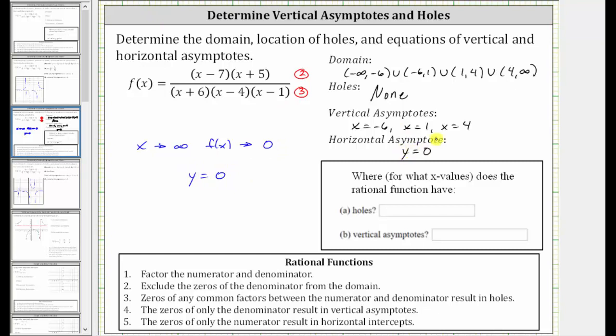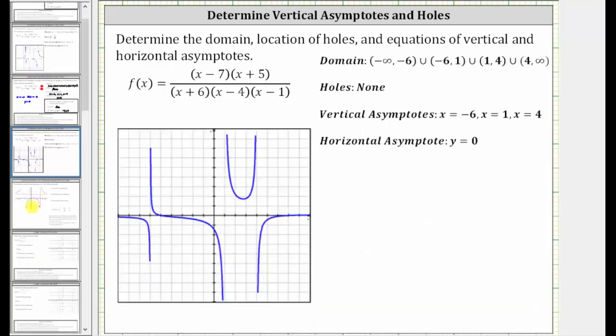Before we verify all of this graphically, in the homework, you are only asked to enter the x values of the locations of the holes and vertical asymptotes. So because there are no holes, you enter D and E. And for the location of the vertical asymptotes, they would be at x equals negative 6, comma, x equals 1, comma, x equals 4. And now let's look at the graph of the function.